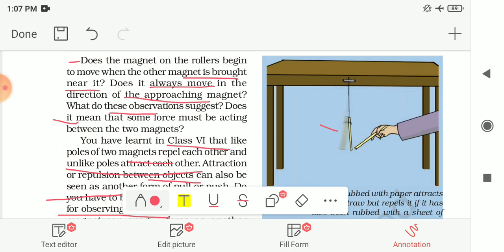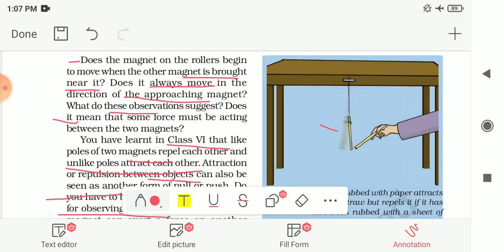You have to hang this piece of straw using a thread on the table, and then hold the other piece of straw in your hand and rub its free end with a sheet of paper. That means this piece of straw has been rubbed with the sheet of paper. Then bring this rubbed end of the straw near the suspended straw like this. Make sure that the two pieces do not touch each other, and observe what is happening.